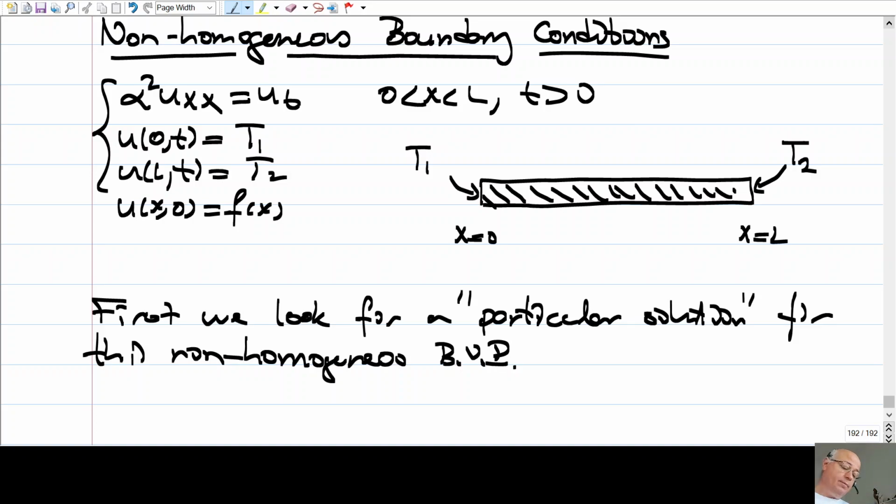Think of this metal bar. I keep the temperature T1 at this point and T2 at this point. As time passes, the initial temperature distribution will be irrelevant, right? Let's say 2 years later, no one will remember what was the initial temperature. What will happen? This end is kept at T1 degrees Celsius and this end is kept at T2 degrees Celsius. We expect that the temperature distribution on this bar is a linear function changing from T1 to T2, right?